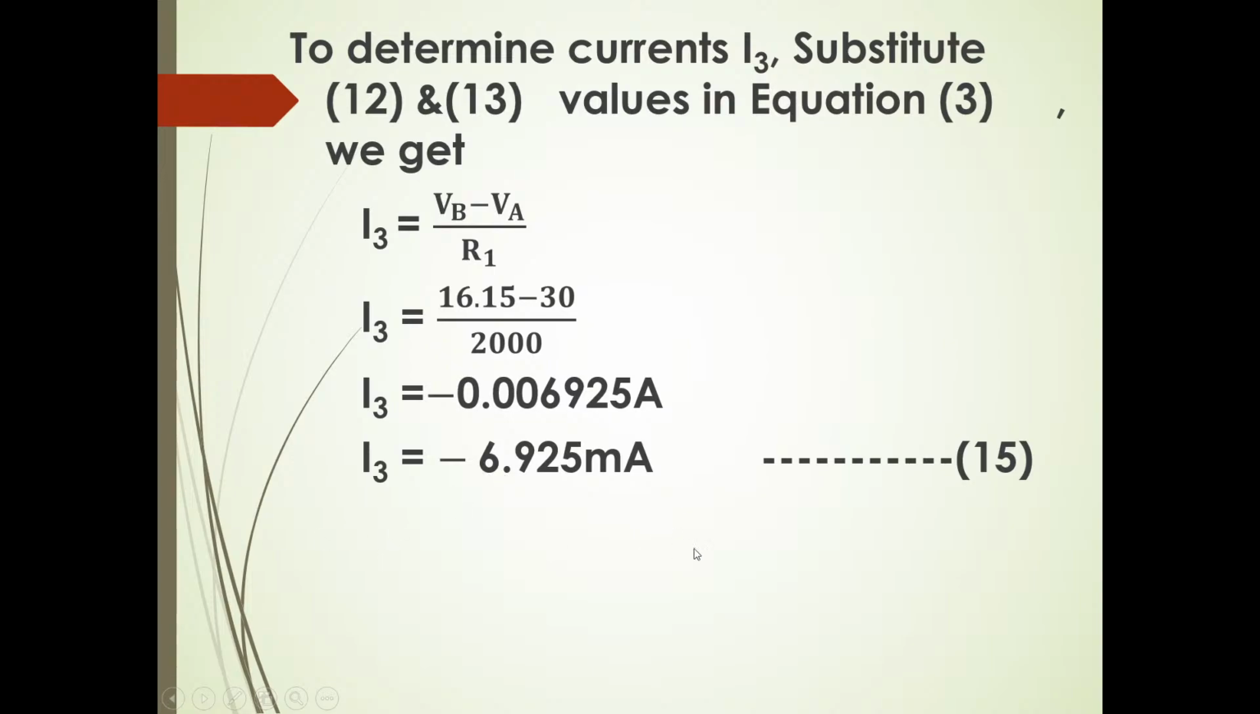Simply you can write it down below in one statement: the direction of the I3 current that I have assumed in the given circuit is opposite to the actual direction of the current in the given circuit. Therefore, the actual current is I3 equal to 6.925 milliamperes. No need to write minus. You can mention that there.